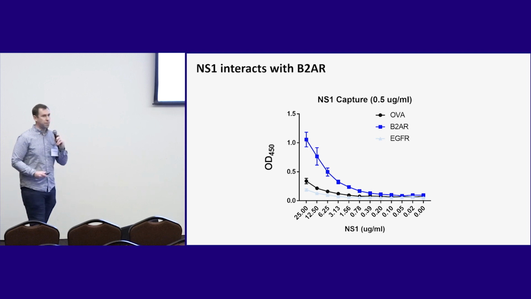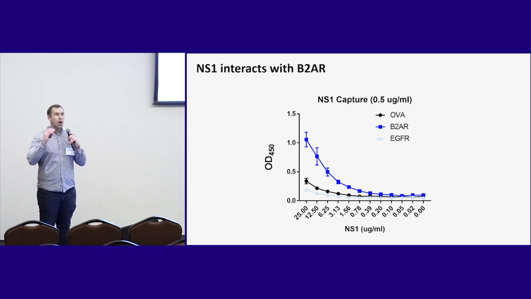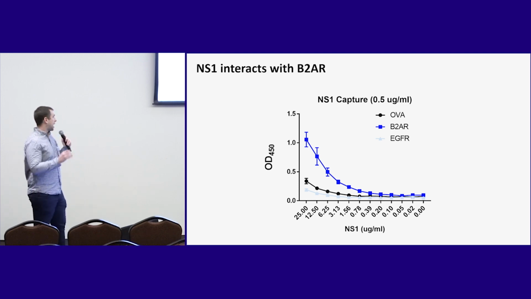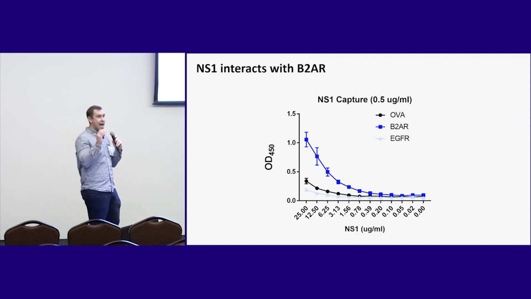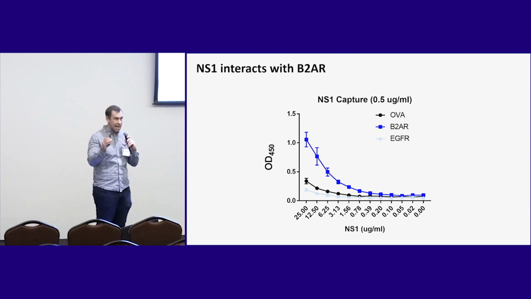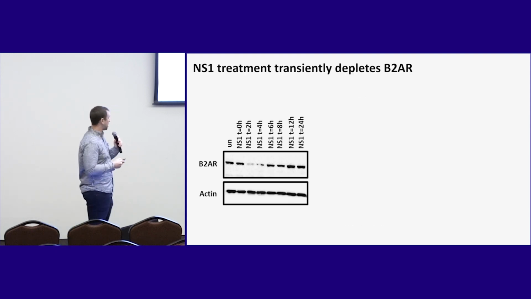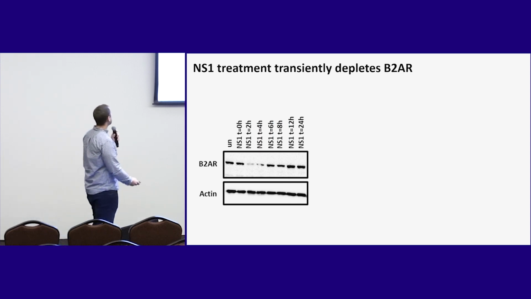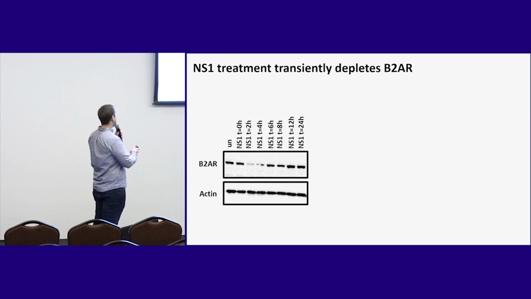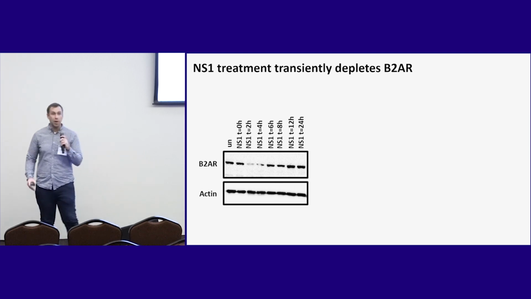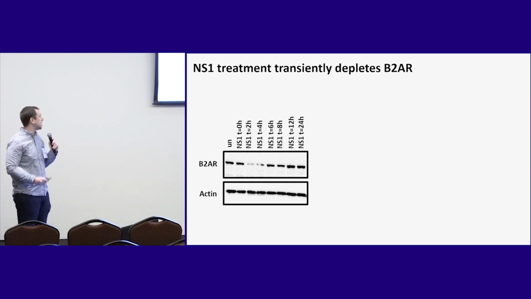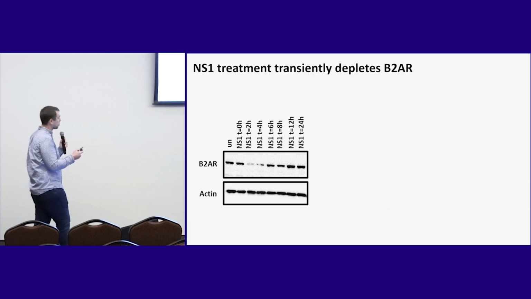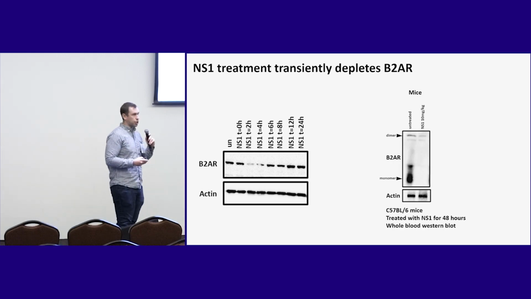This is also a functional assay as well, in the sense, in data that I'm not showing you, that NS1 actually acts as a B2AR antagonist. It blocks B2AR canonical signaling. And the reason we think it does that is because when we treat HPMECs with NS1, we find a global depletion of B2AR from total cell lysates in a manner that correlates with the maximum internalization of NS1. And this also occurs in mice.